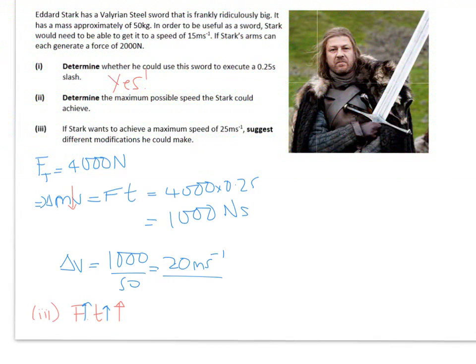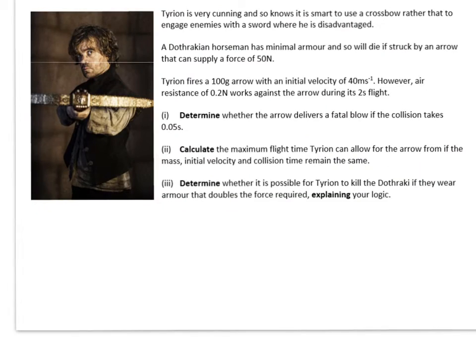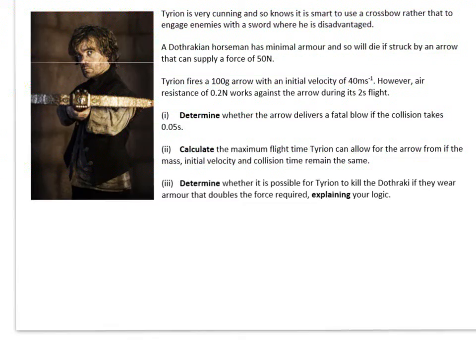Okay, so let's look at the last question on this problem. So we've got Tyrion here, another fantastic character. He would definitely use a crossbow rather than a sword because he's not an idiot and needs to kill people at range. So what we've got here is a Dothraki horseman who will die if he's struck by something that supplies a force of 15 newtons, because he's not wearing any armour. You fired an arrow with a speed of 40, but we've got an air resistance force acting against it during this flight time.